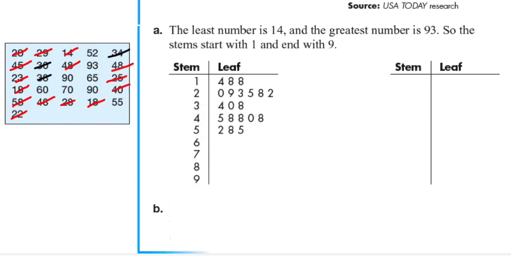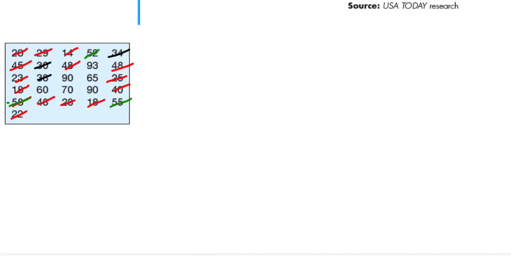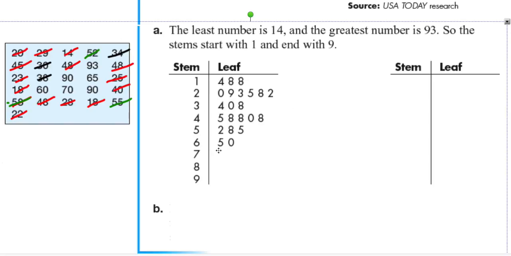And stem 5, we have 52, 58, and 55. Okay, so 52, 58, which I already crossed out right here, and 55 right there. Okay. Stem 6. What did I do? Stem 6 is 70. Okay, 0. There's only one, 70 right there.